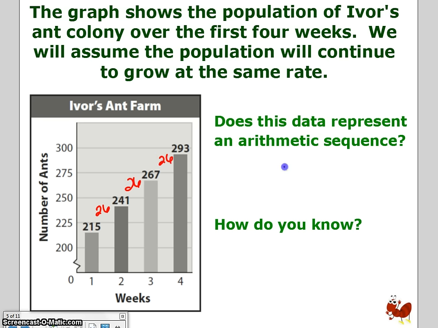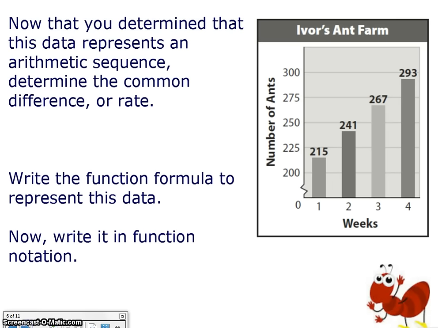So is this an arithmetic sequence? Yes. How do we know that it is? Because it has a common difference. Very good. Okay. So now that we have determined that the data represents an arithmetic sequence, determine the common difference or the rate. Well, we already determined that the common difference was 26.